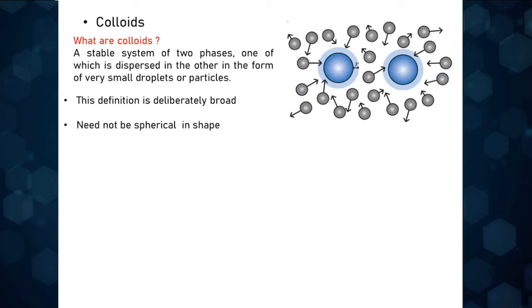First and foremost, what are colloids? Colloids essentially are a stable system of two phases, one of which is dispersed in the other, and they can be particles or droplets. The definition is deliberately broad, because the two phases need not be only liquid and liquid. For example, one can have a solid particle in a liquid, a solid particle in a gas, or a gas phase in a solid.